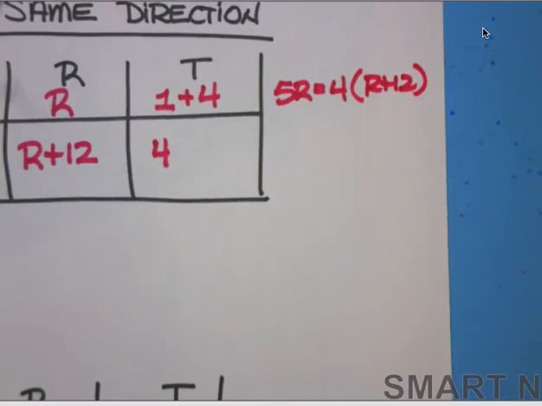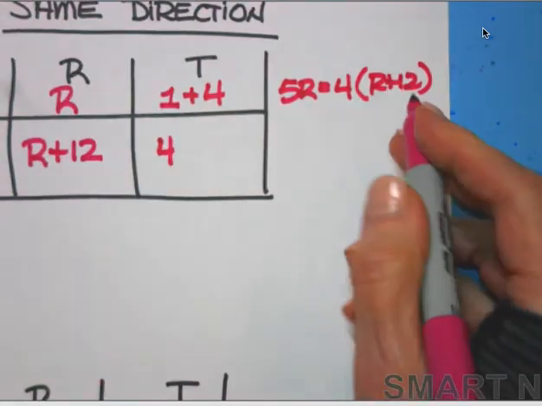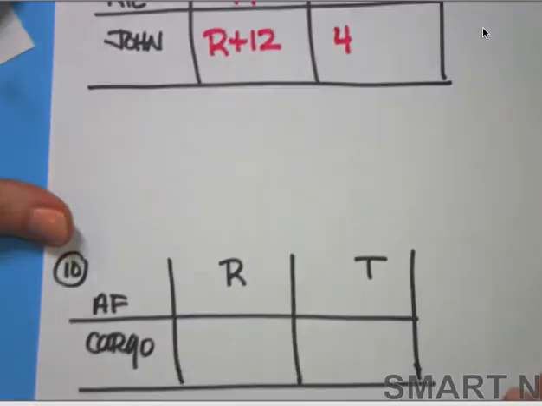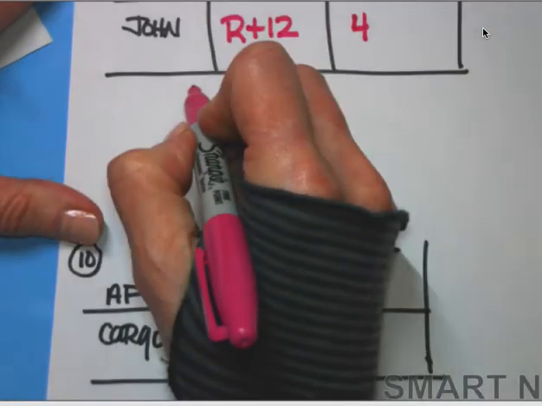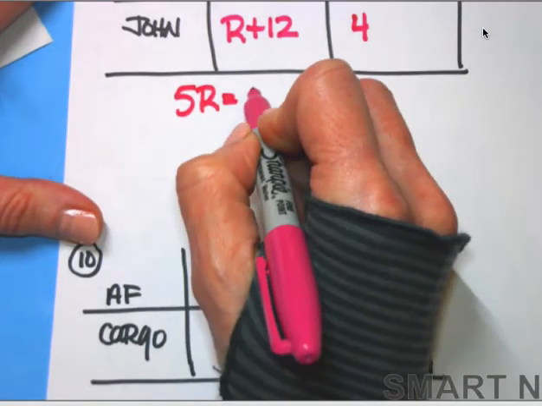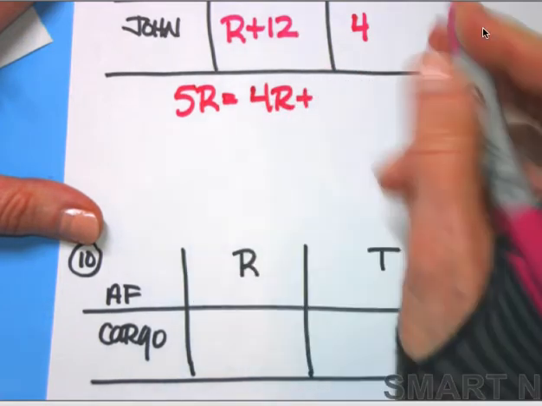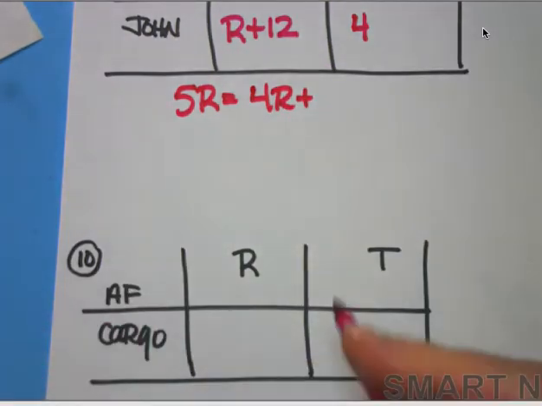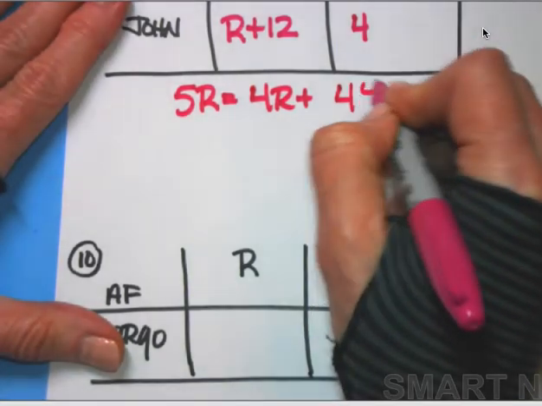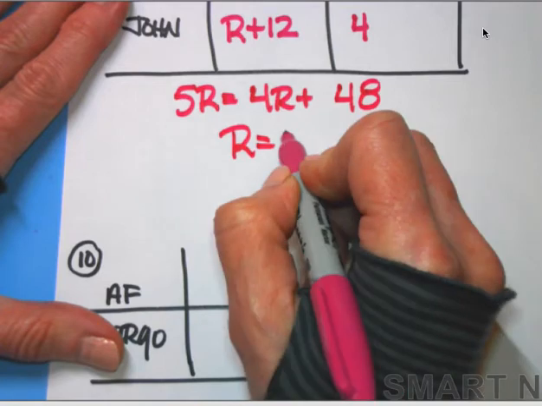So rate times time of one equals rate times time of the other. And then I'm going to move down here below my chart and clean that up. So that gives me 5r, and that's going to be 4r plus 12 times 4, which is 48. And therefore r is 48.